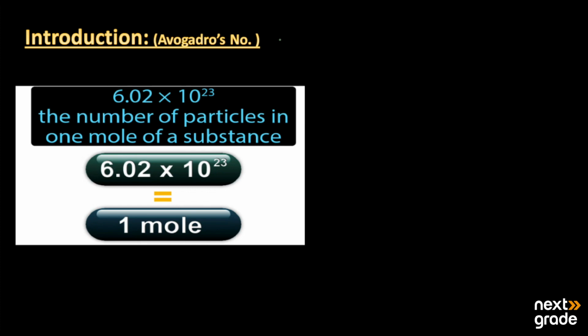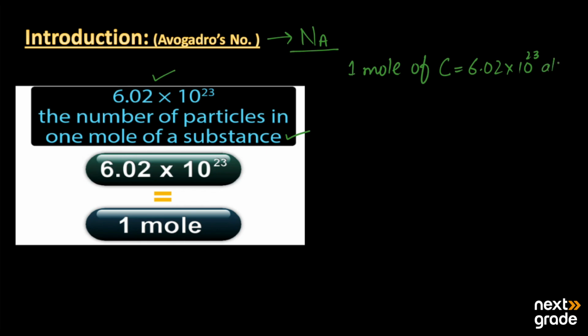Here we have Avogadro's number. Basically, it is 6.02 into 10 raised power 23, and Avogadro's number is denoted by Na. It is the number of particles in 1 mole of any substance. For example, if we have 1 mole of carbon, it means it contains 6.02 into 10 raised power 23 particles or atoms.